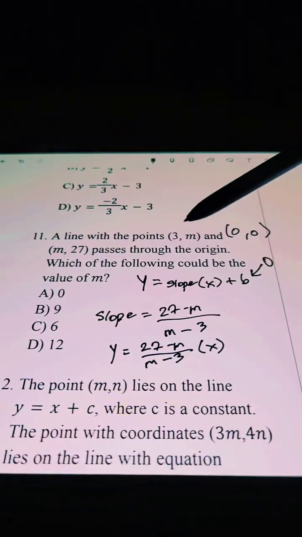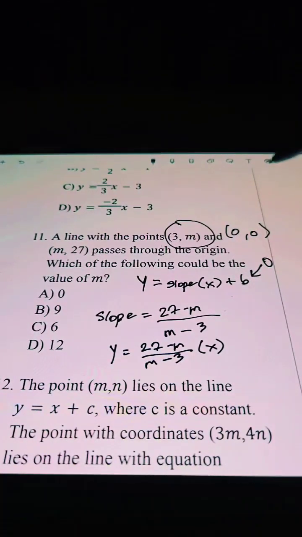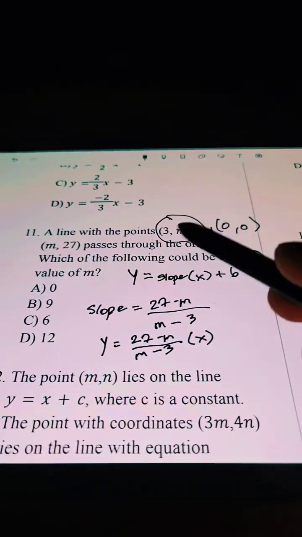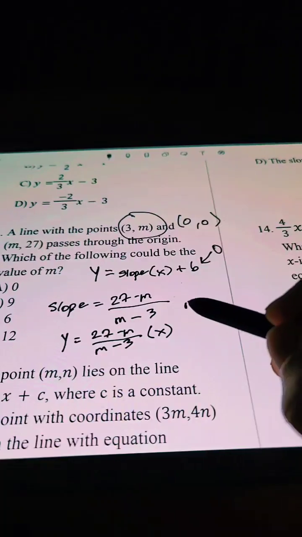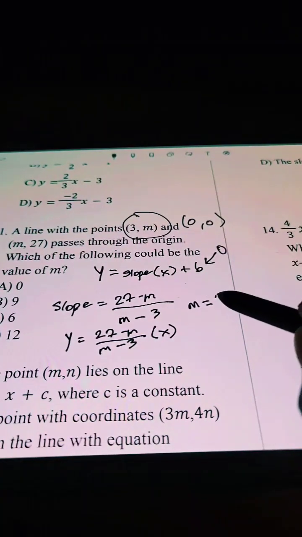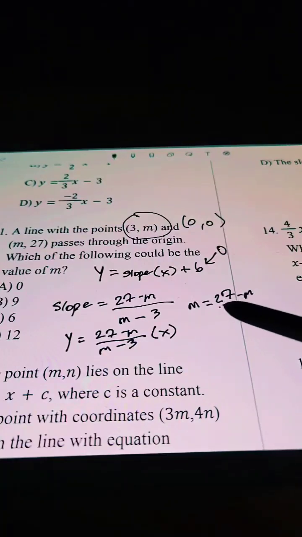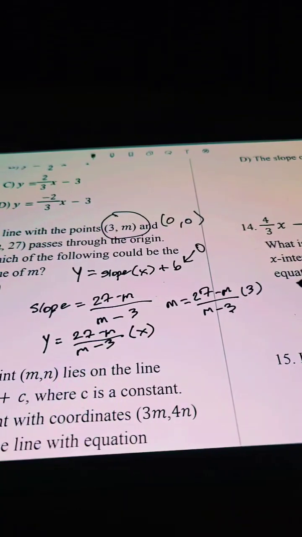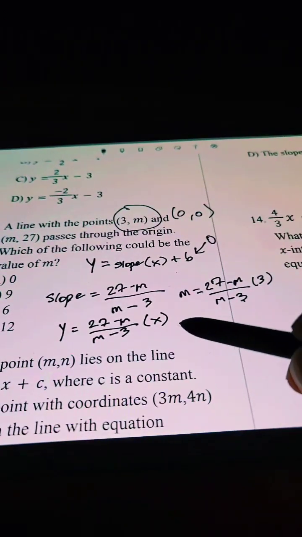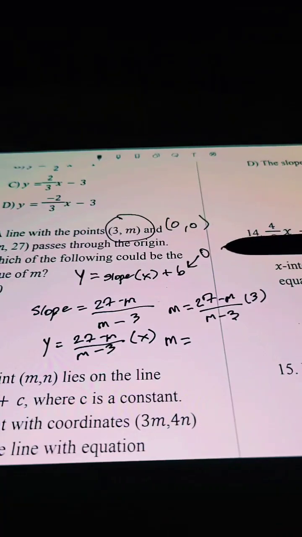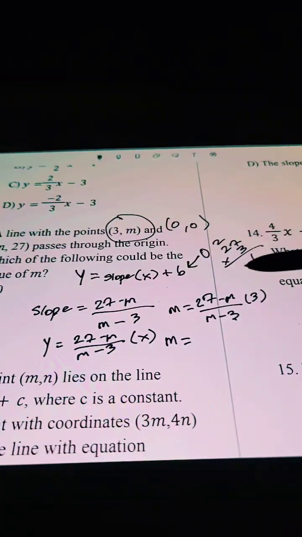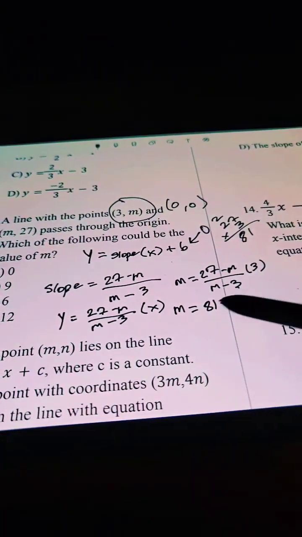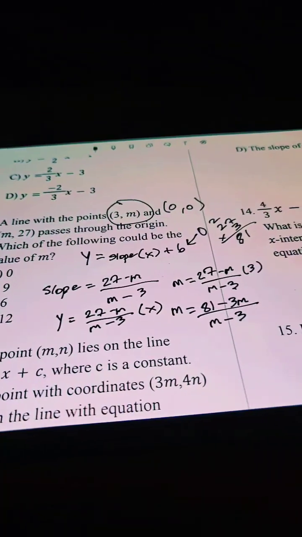I don't know if one's going to be more helpful than the other. I'm going to just do the 3 one right here. So I'm going to plug in 3 for my x value and m for my y value right there. And that's going to be 27 minus m over m minus 3 times 3. So then m is equal to, what's 27 times 3? That's going to be 81. So it's going to be 81 minus 3m over m minus 3.